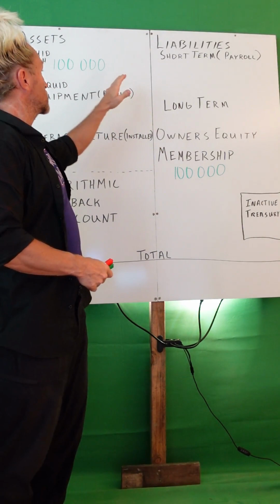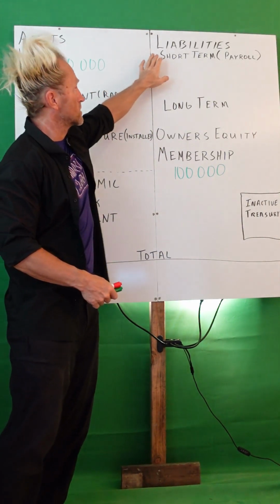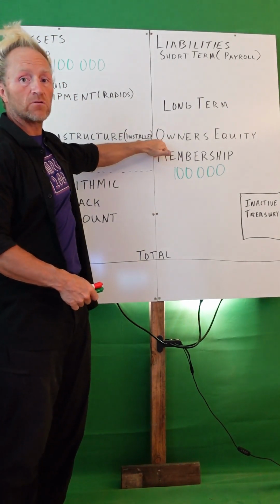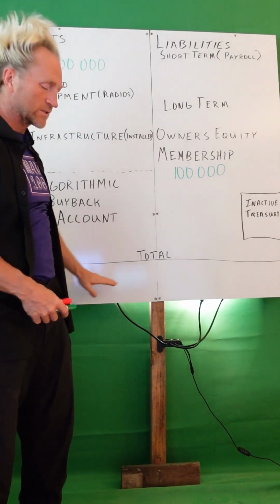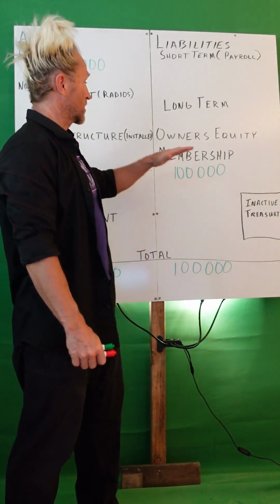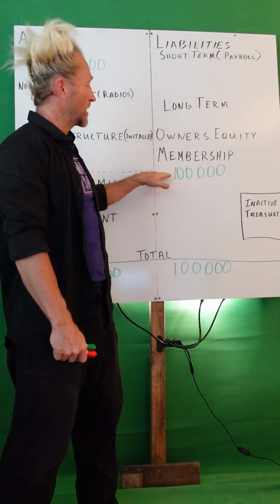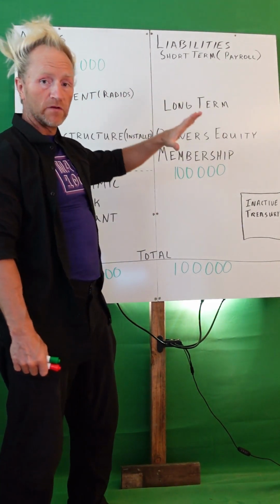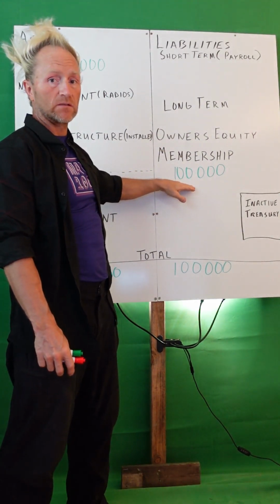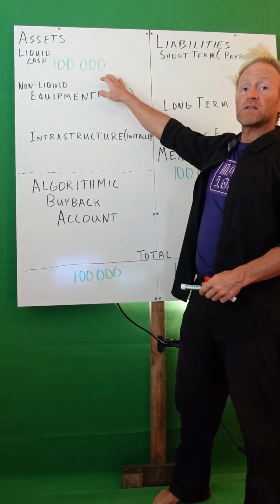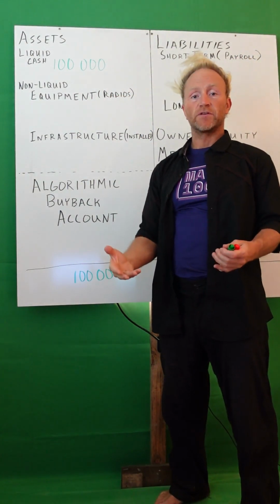The basic equation in double entry GAAP accounting is assets equal liabilities plus owner's equity. 100,000, 100,000, totals balance. So in our company, membership is equal to owner's equity. When we make revenues, we make money, assets expand, membership expands. Right now we have $100,000 in cash. We want to turn that into something that generates revenue.